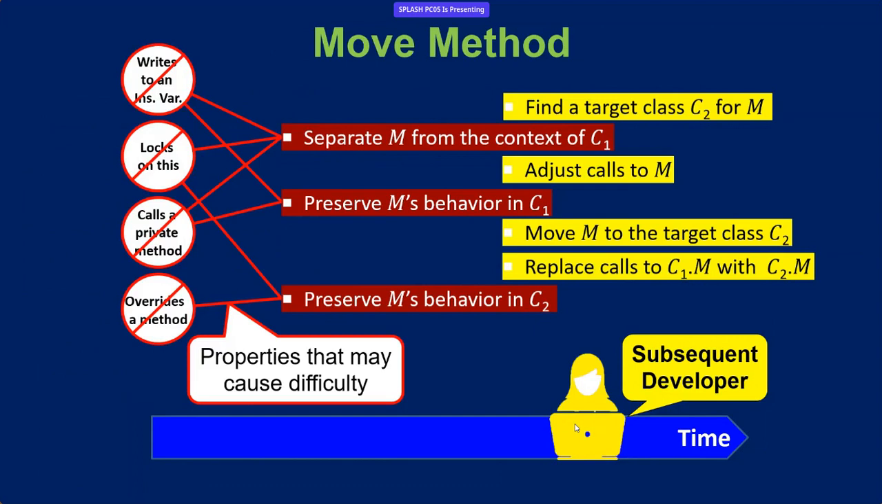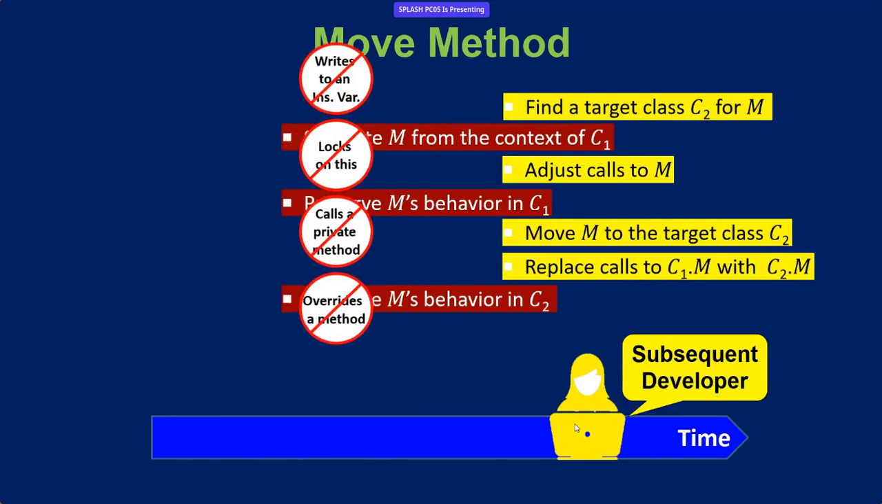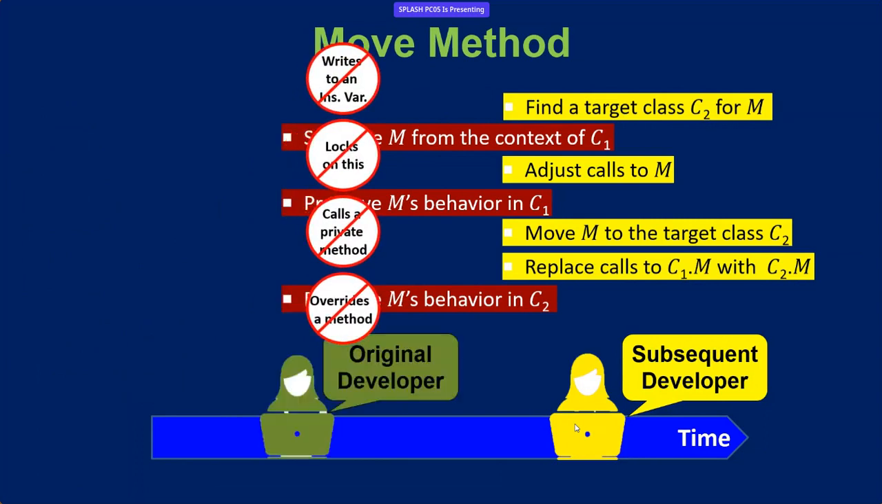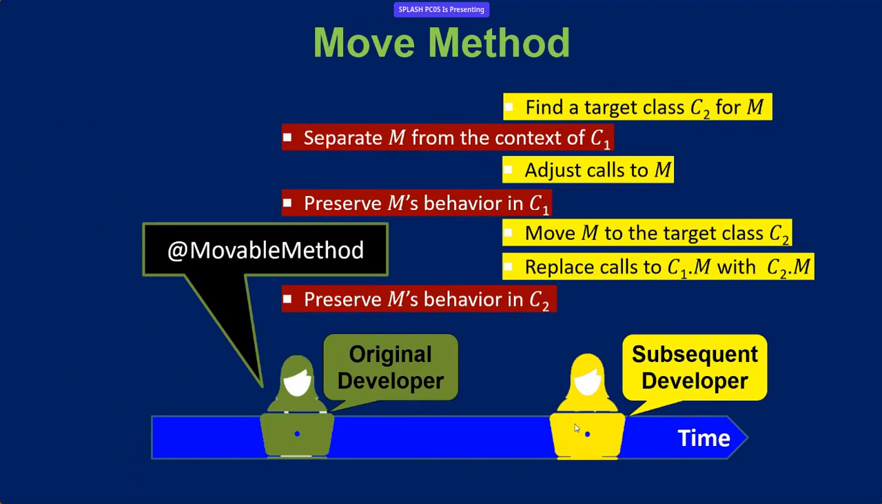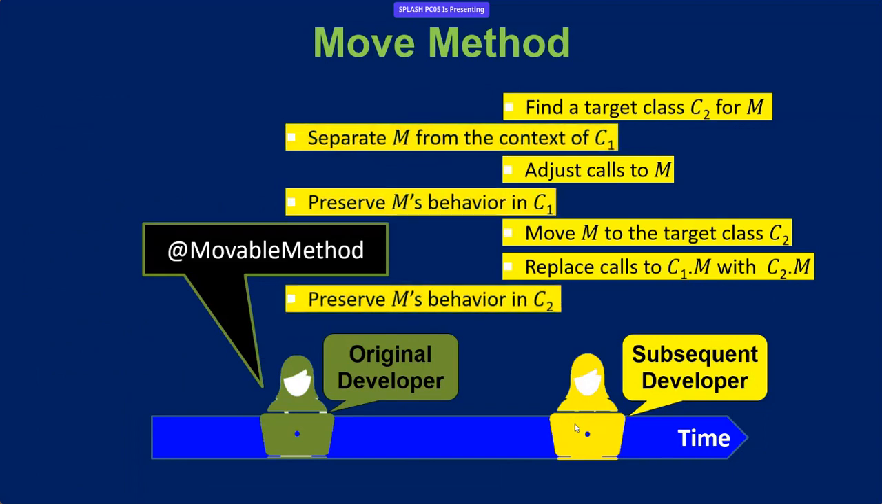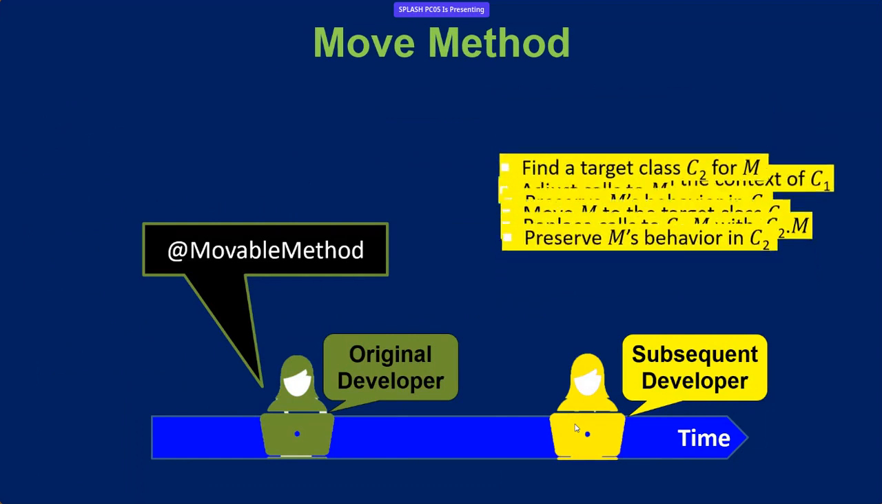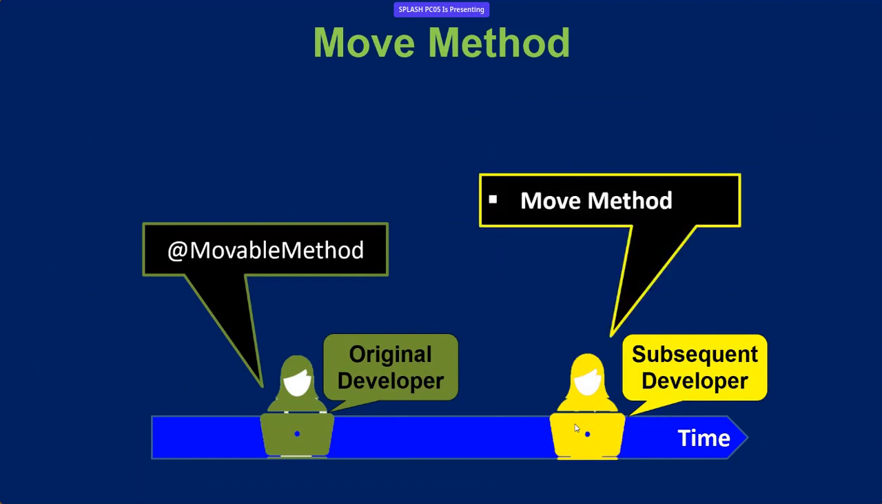Now, if the original developer is willing to eliminate those properties from the code, and then annotate the code with our movable method annotation so that no one else will reintroduce those properties to the code, then these steps too become simple enough that they can be deferred to a later time, and eventually the move method refactoring action can be done without any penalty, just as well as the original developer could have done. So this is the general idea behind the approach.